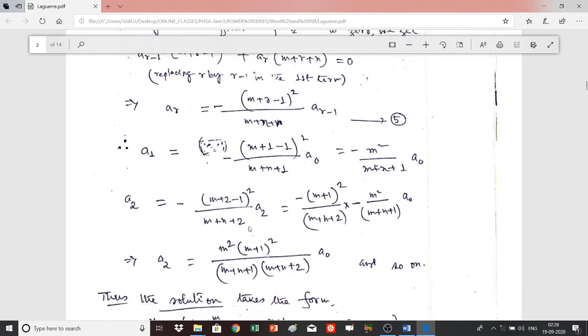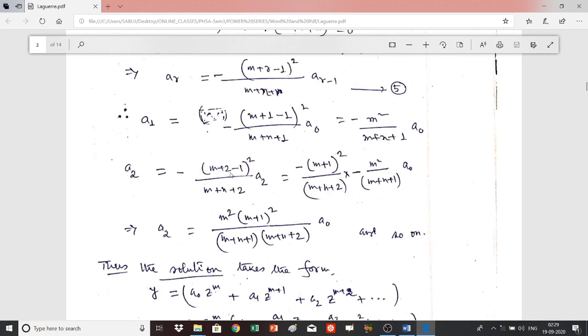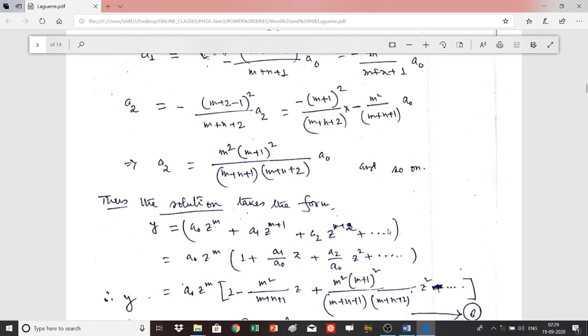And in this way the value of a2 is calculated here. Just use r equal to 2 in this expression, then you will get these into a2. Now we have to substitute the value of a1 from this. Sorry, it is mistakenly written as a2, it will be a1. Finally we will get m square (n+1) whole square by (m+n+1) into (m+n+2) into a0. And in this way you can find out other higher values.